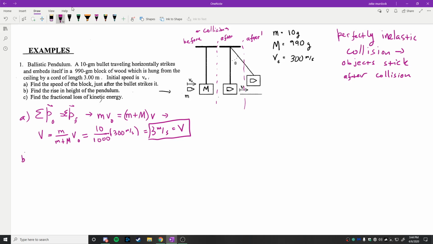Part B says, find the rise in height of the pendulum. We're also going to find the angle, too, by the way. We're going to find the rise in height, but then we're going to find the angle. How would I find the rise in height of the pendulum? What do you guys think? What do I need to do to find the rise in height of the pendulum?